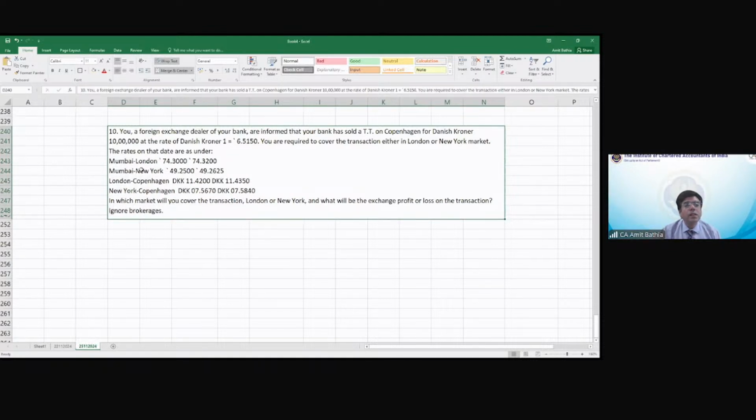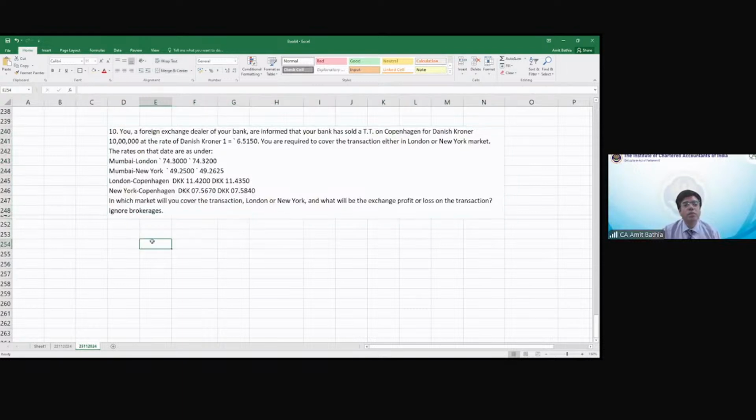Mumbai, London, Mumbai, New York, London, Copenhagen, New York, Copenhagen. In which market will you cover the transaction, London or New York? And what will be the exchange profit or loss on the transaction? Ignore brokerages.